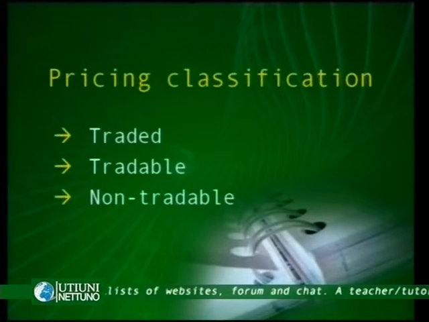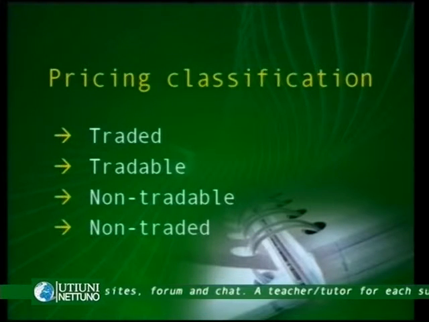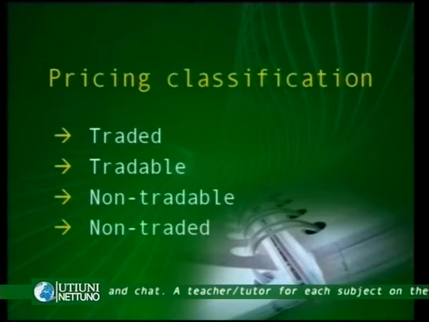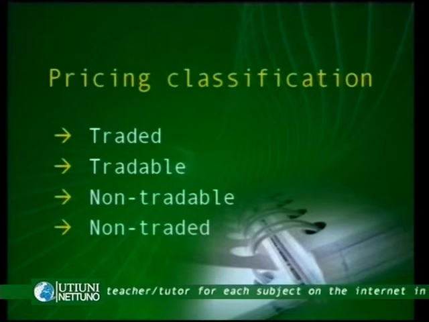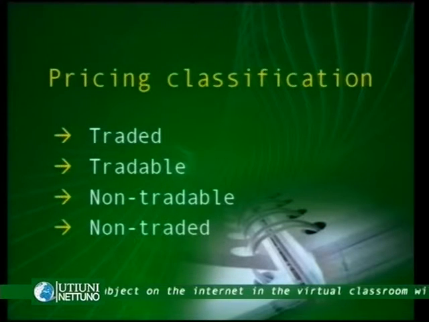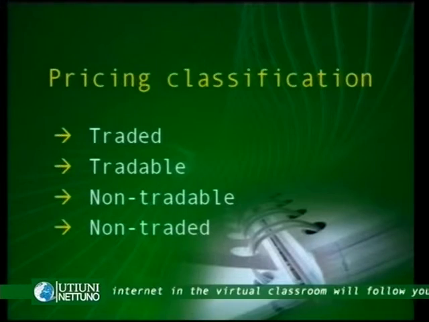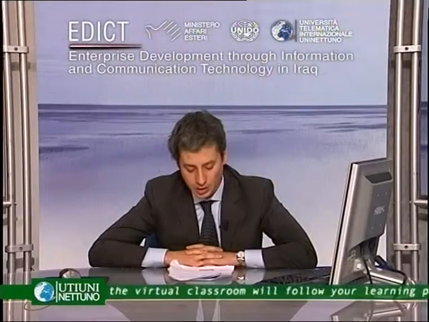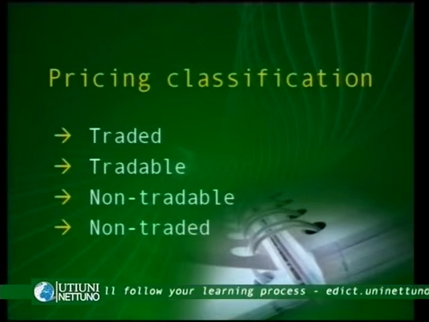As concerns the objective of this class, pricing classification can be defined as follows. In particular, I can find traded goods, tradable goods, non-tradable goods, and non-traded goods. What is the meaning of these 4 categories? The traded goods are those goods and services that are actually traded in foreign markets. So these goods are exported and imported, so there is, in this case, an export or an import price that we can use as basis for pricing.